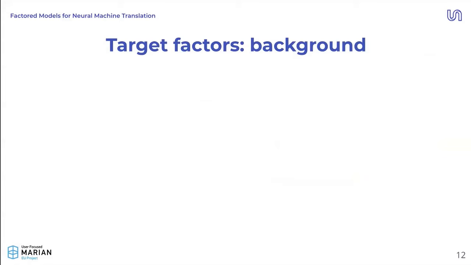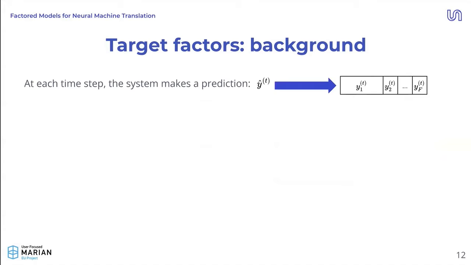So, all this that I taught now was for source factors, so factors on the source language, but Marian also allows us to have factors on the target language. So it allows us to predict not only the word, but also the factors. And as you know, when you are decoding, at each timestep, usually you make a prediction, a word. So in this case, Y1. But when you have factors, as I said, you also need to predict all the factors.